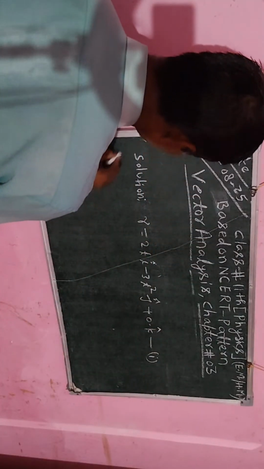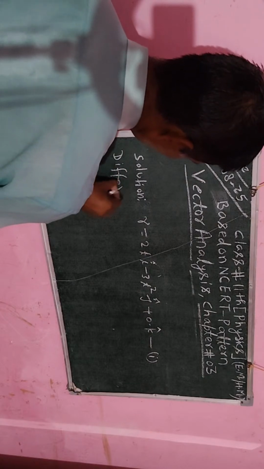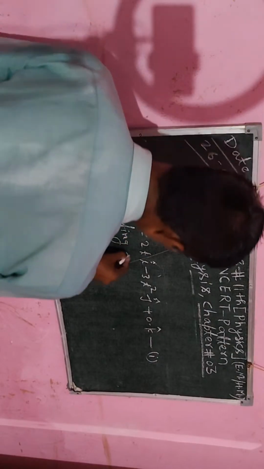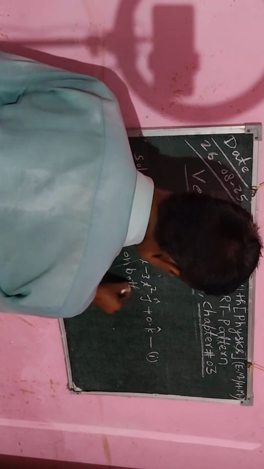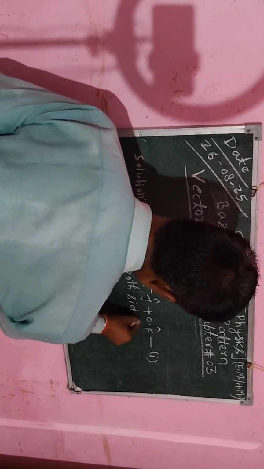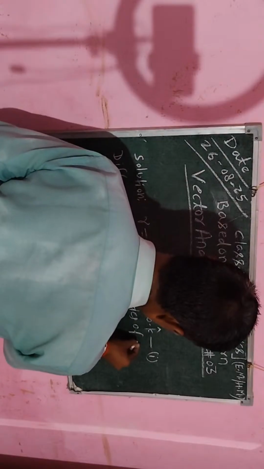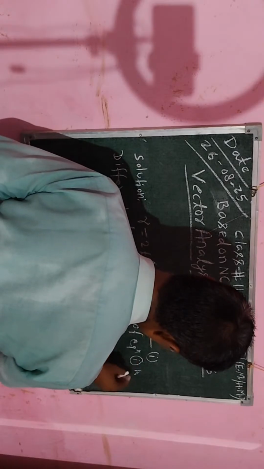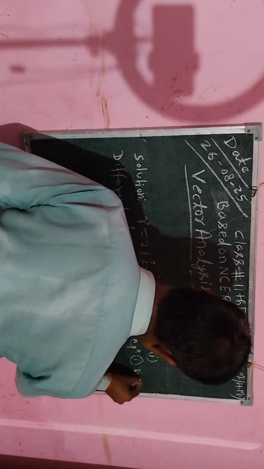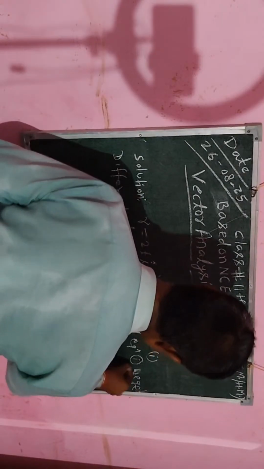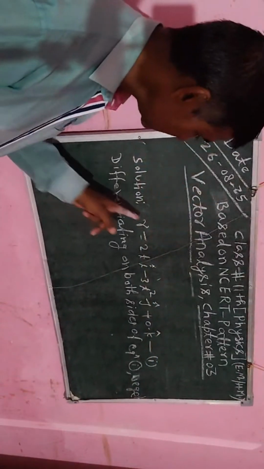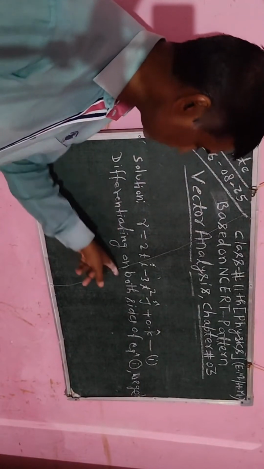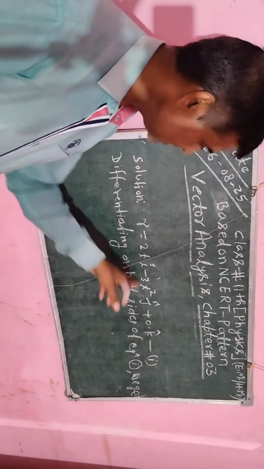So here I will write: differentiating on both sides of equation 1 we get. After using this statement in equation number 1, we will find another expression, that is, differentiating on both sides. One side is r and the other side is this value that is available.